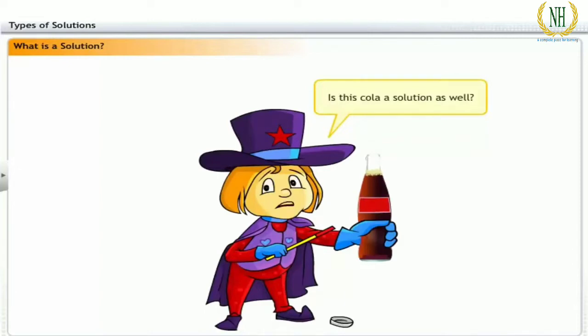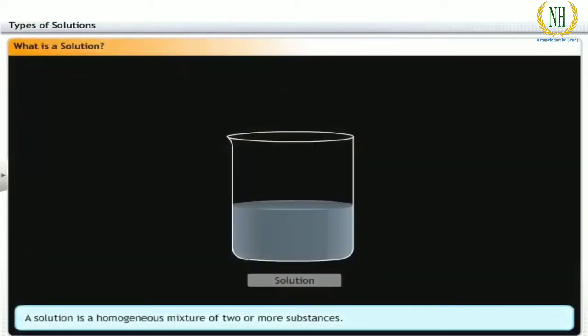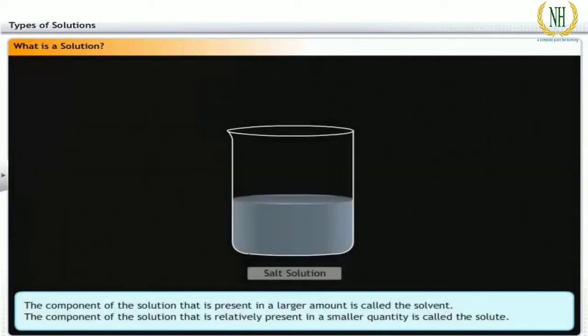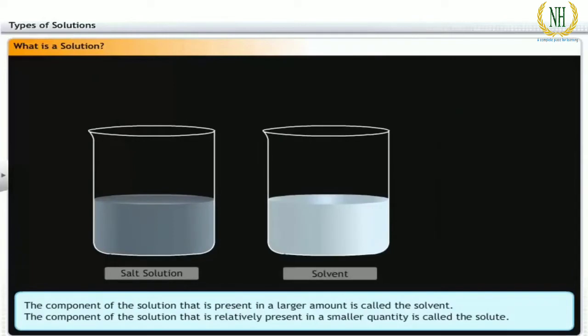That's right. Aerated drinks are nothing but gases in a liquid solution. A solution is a homogeneous mixture of 2 or more substances, which means that the density, viscosity, and other physical properties are the same in any part of the solution. For example, a salt solution tastes the same throughout. A solution has a solvent and a solute as its components. A component of the solution that is present in a larger amount is called a solvent. A component of the solution that is relatively present in a smaller quantity is called the solute.